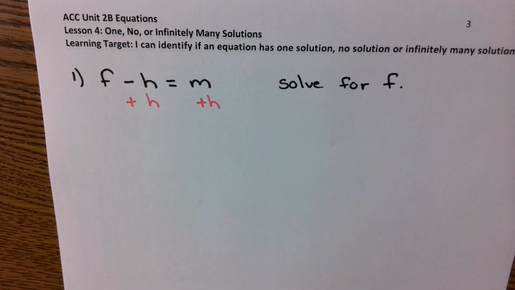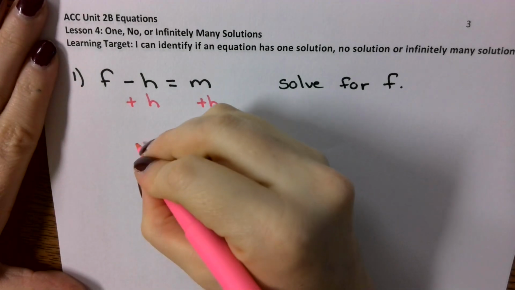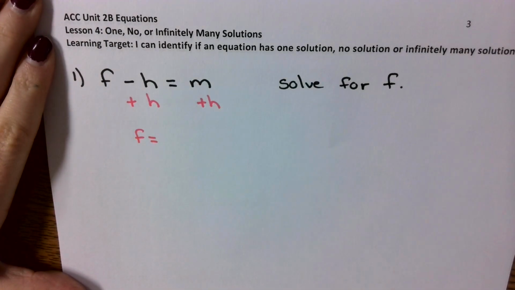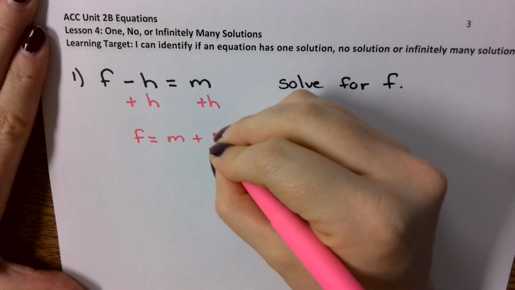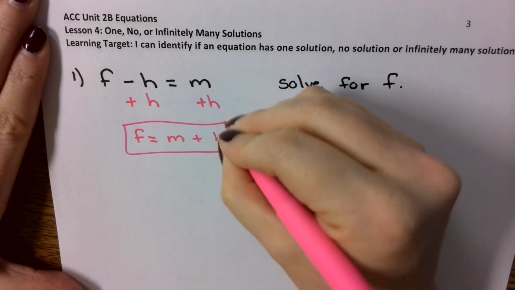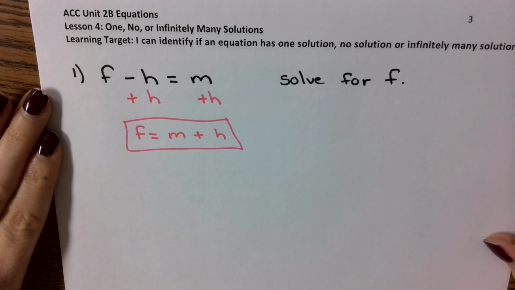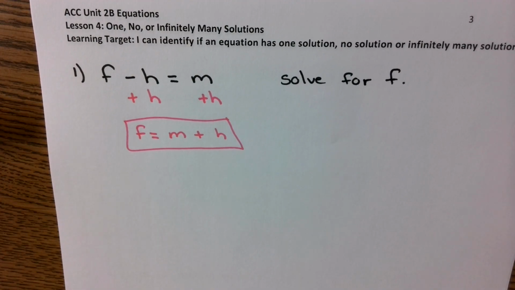Now, do I know what m plus h is going to equal? No. So again, my answer is just an expression. F is equal to m plus h. That's it. That's my answer. You are just rewriting the equation so that a different variable is what you're set equal to.